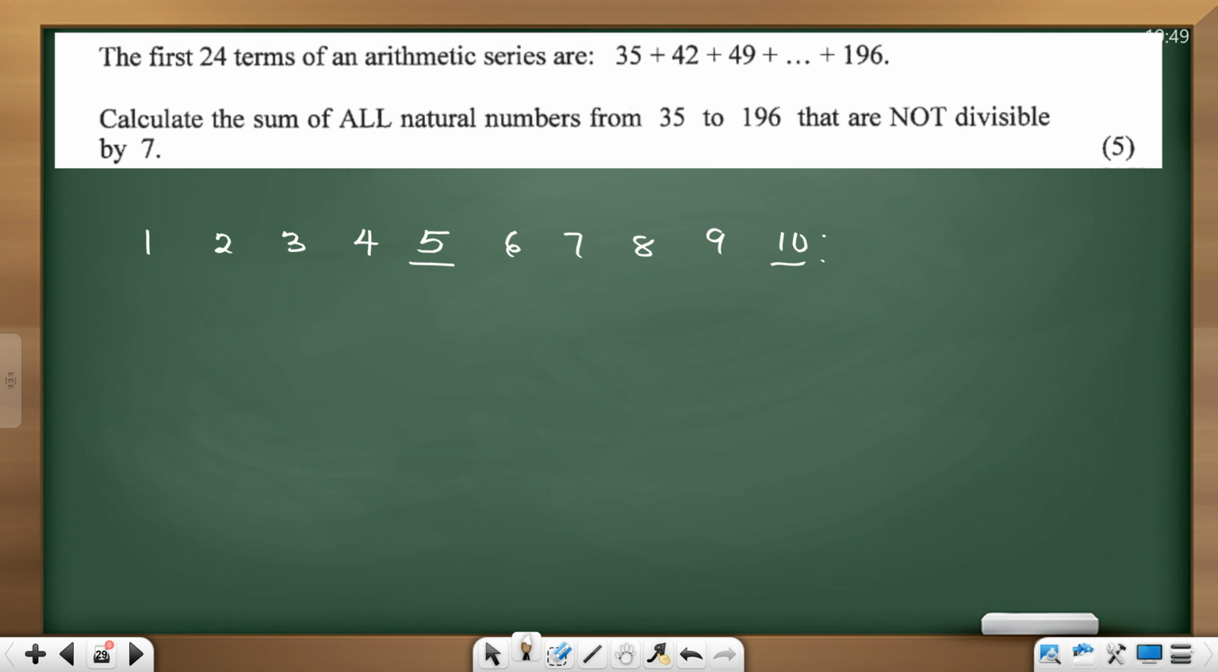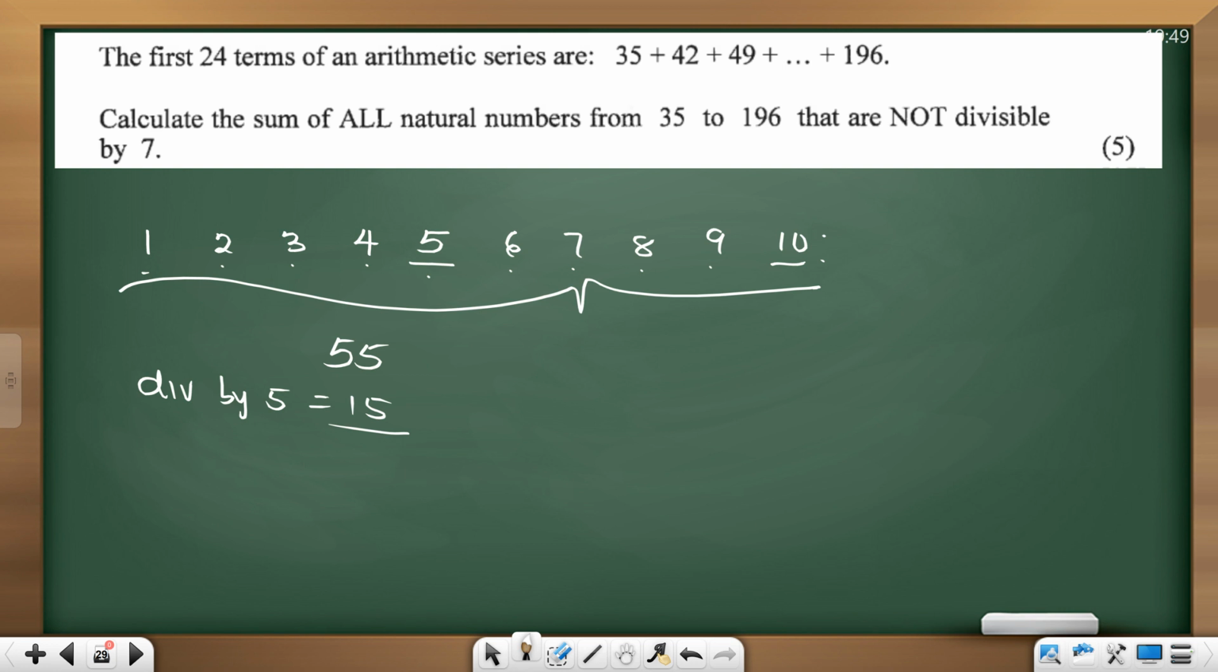But if I ask you to add all of these numbers together, what is 1 plus 2? 3 plus 3, 6 plus 4, 10, 15, 21, 28, 36, 45, 55, right? The total of all of this is 55. Are you with me? All right. The sum of those divisible by 5 is 15.